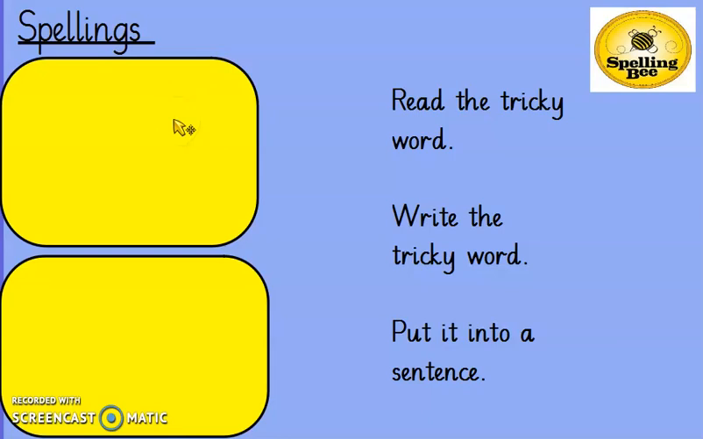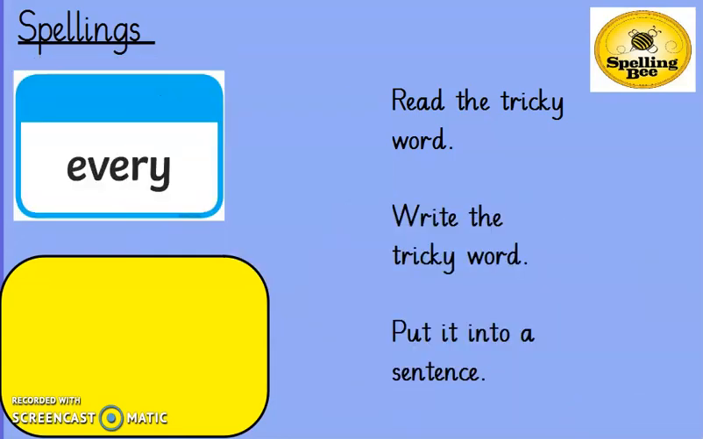So my turn, then your turn. Ready? My turn first. Every. Your turn. Now write the tricky word carefully. So my sentence is, every child is talking. See if you can think of a sentence to write. Pause the video here if you need to, and then do your second word, okay?